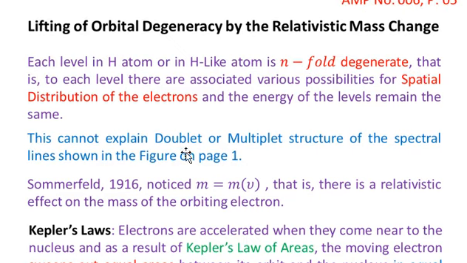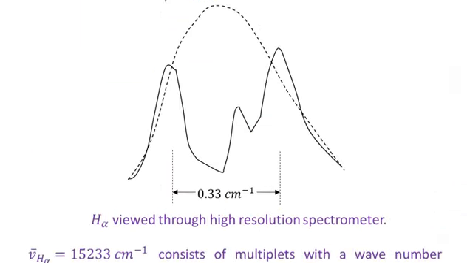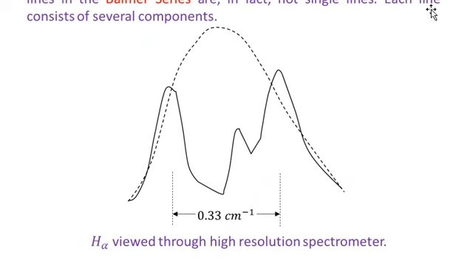So this cannot explain a doublet or multiplet structure of the spectral lines shown in figure number 1 on page number 1. That is this. So you see that there are multiple structures in this diagram of the H alpha line obtained from the Bohr-Balmer series.